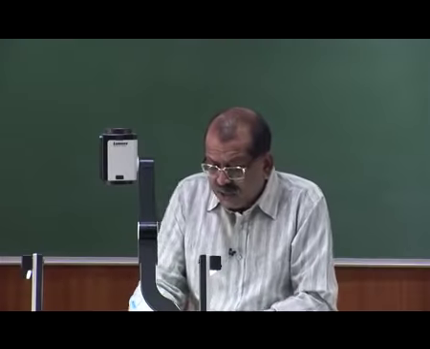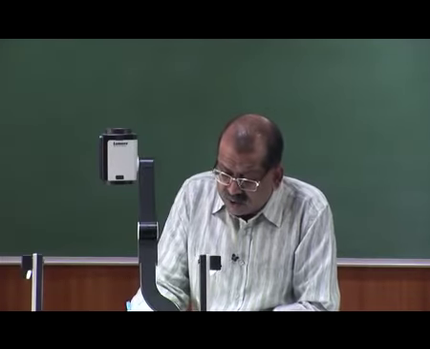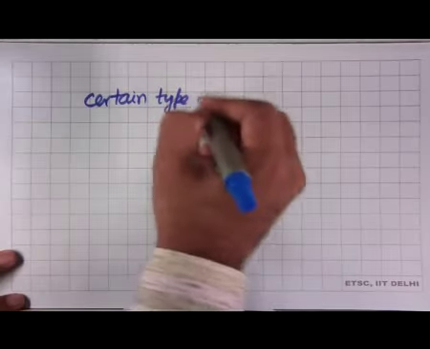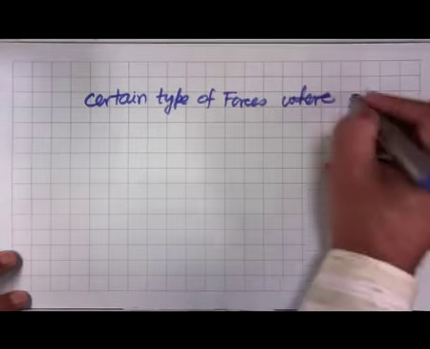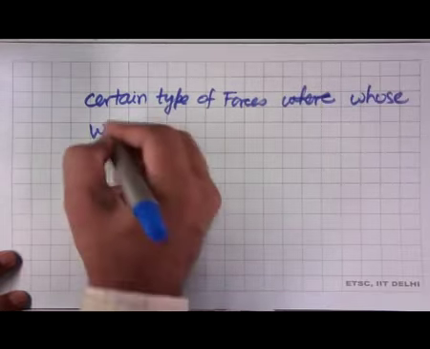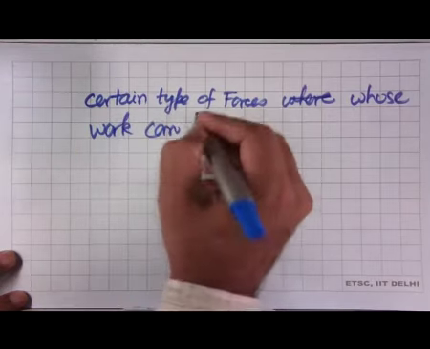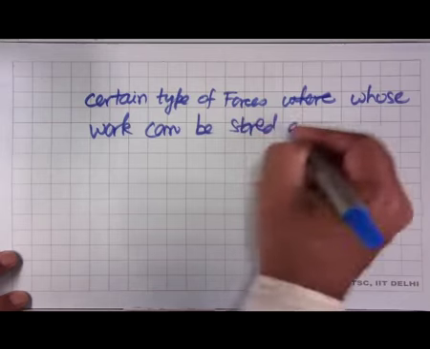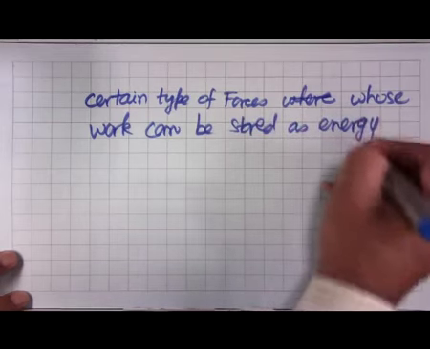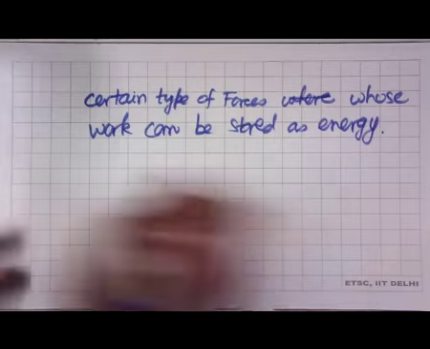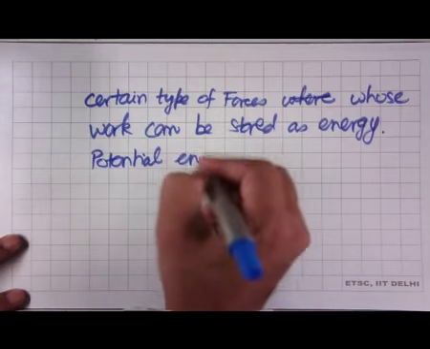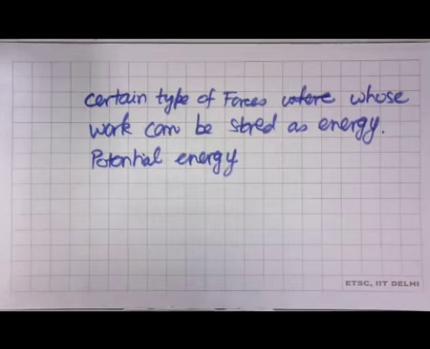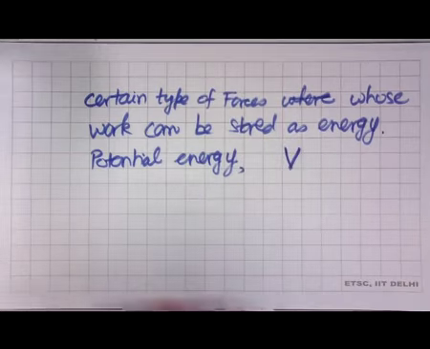Based on this, we can say that there are certain types of forces whose work can be stored as energy, and this energy due to these forces we will refer to as potential energy. The symbol which we will use for potential energy will be V.